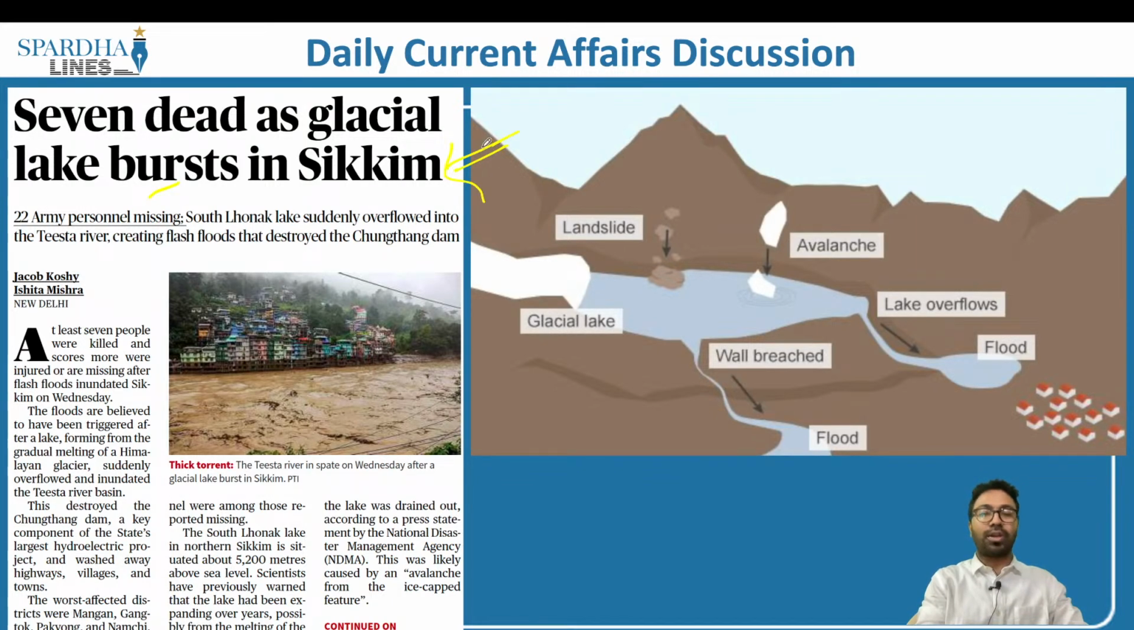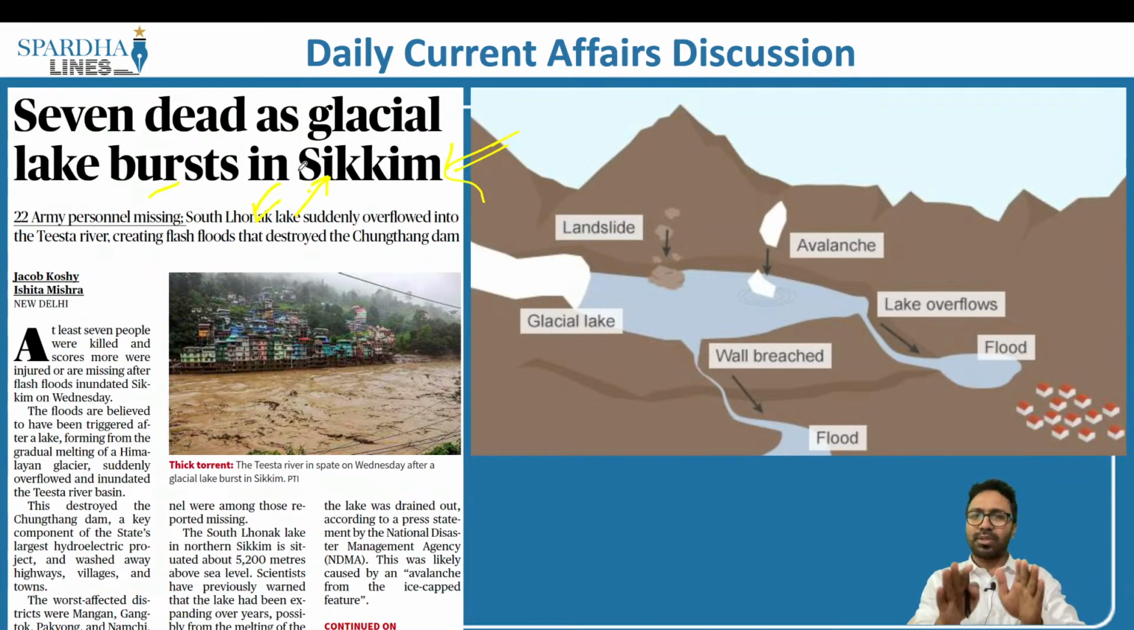So the first important parameter from the state examination point of view as well as UPSC examination point of view is we understand the geography. Where is this? This happens to be the South Lonak lake. This is one of the lakes in the state of Sikkim. This is the first preliminary important point.